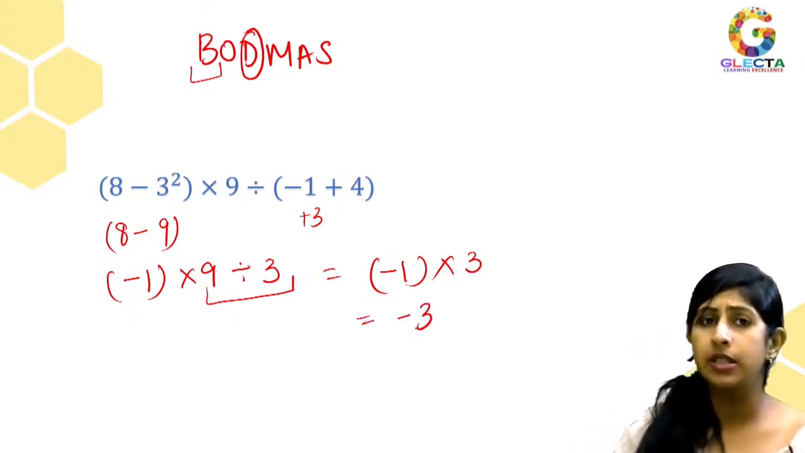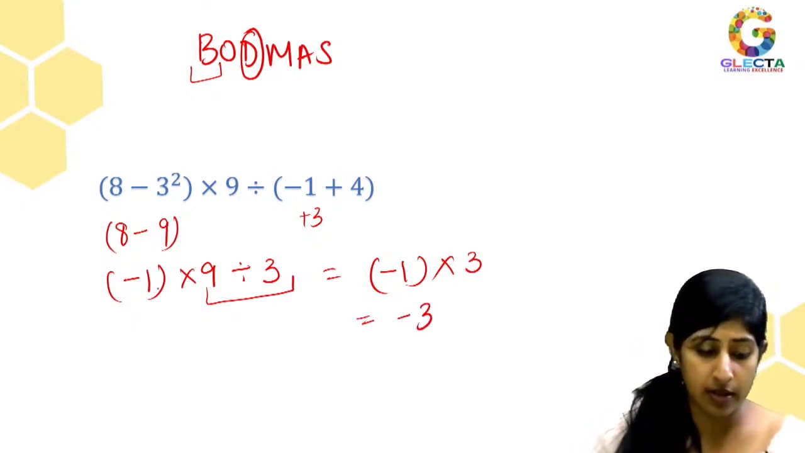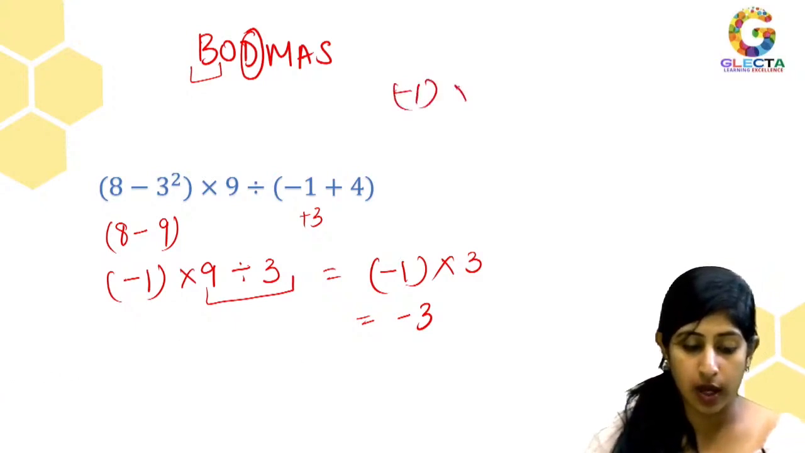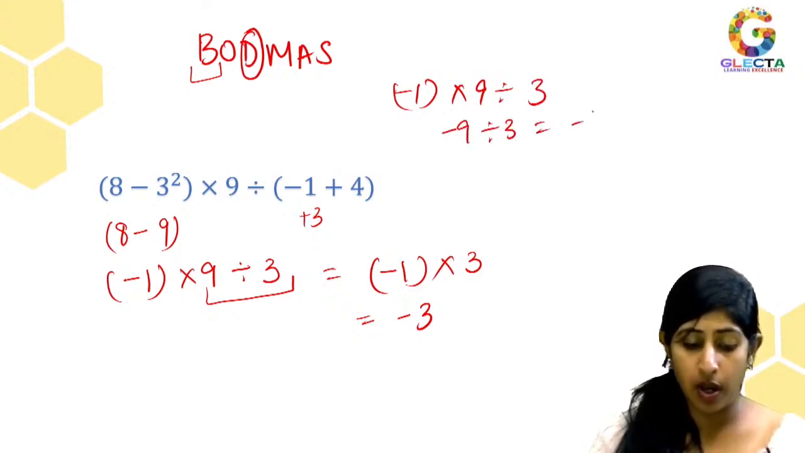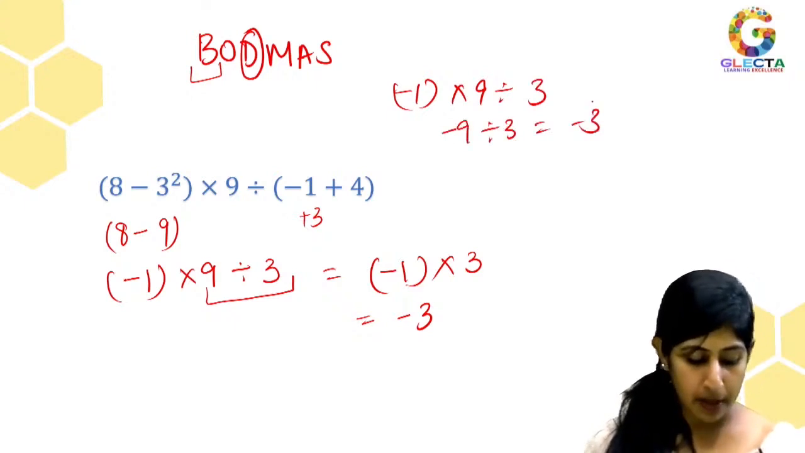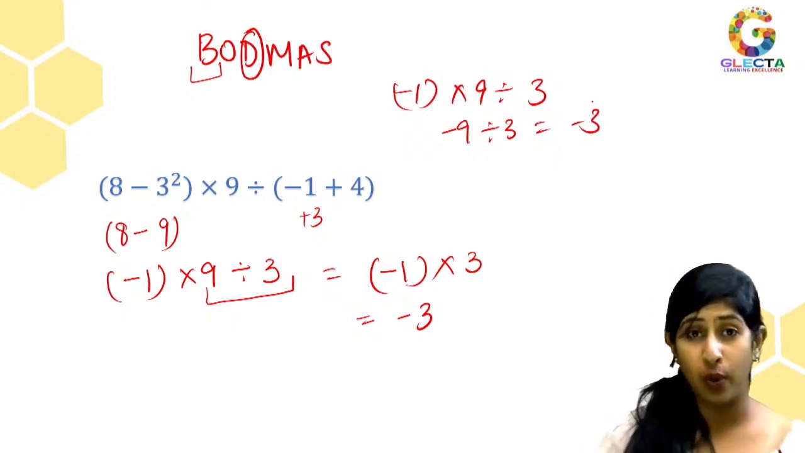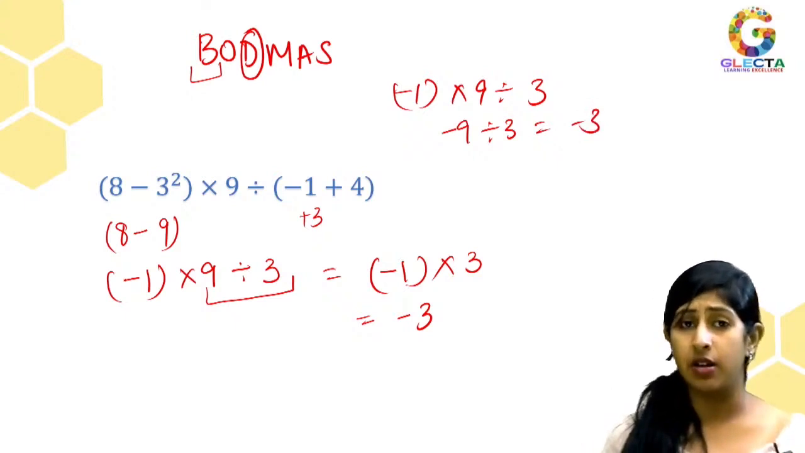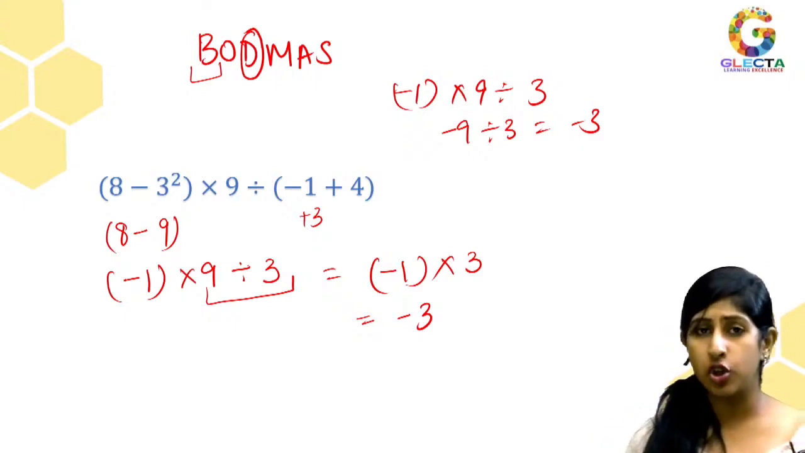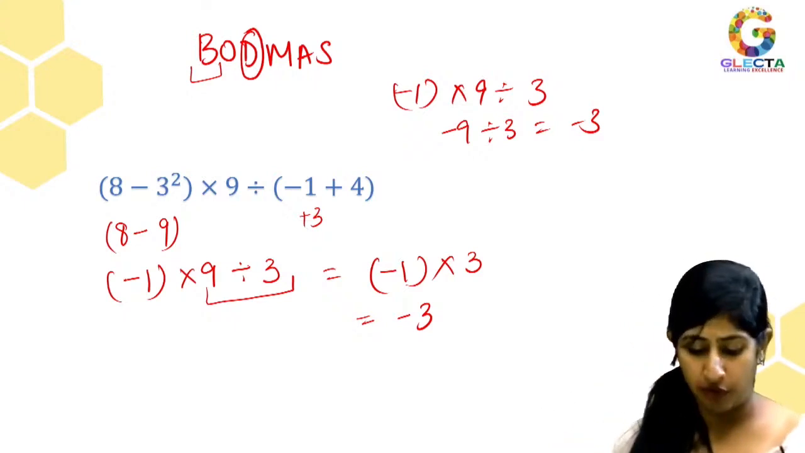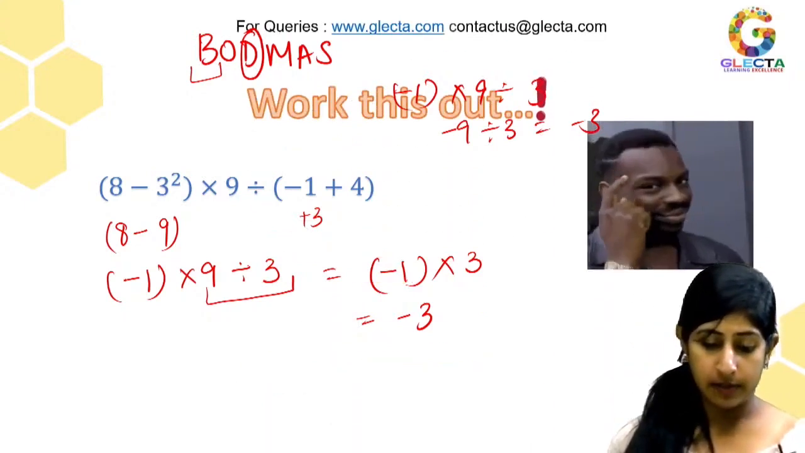Now if I'm not following the standard rule, I could have answered it like minus 1 into 9, that's minus 9, and then I would have done minus 9 divided by 3. Over here I'm getting the same answer, but the answer is actually not always the same. I may get different answers. So to avoid such kinds of confusion, there is a rule that we follow. Alright?